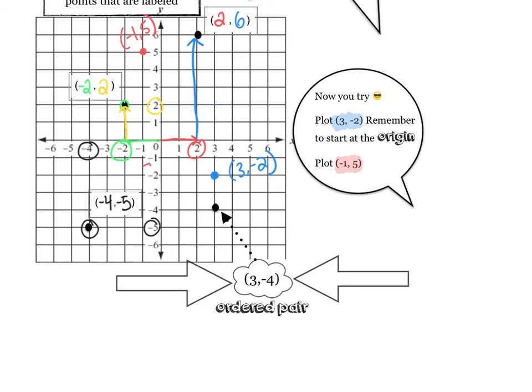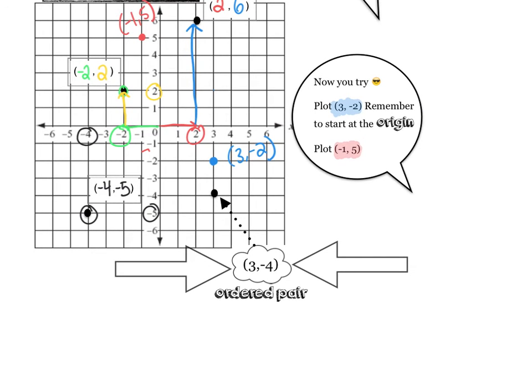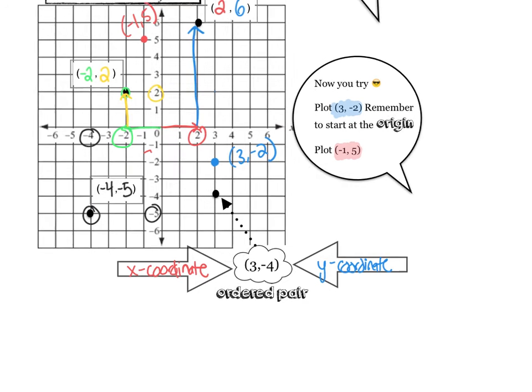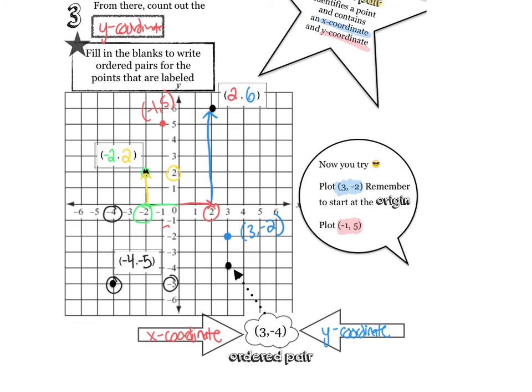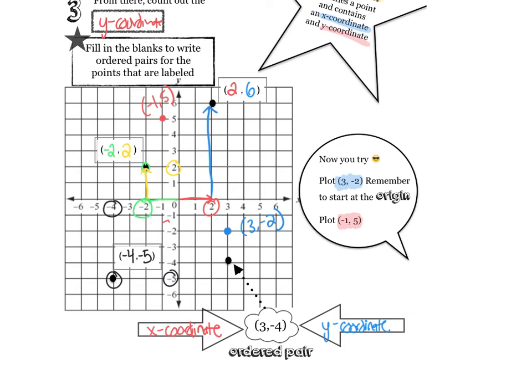So notice that the point that I plotted right here on my equation is at (3, -4), and that is an ordered pair. Remember, in an ordered pair, the first number, the 3 in this case, is the x-coordinate, and the second number is the y-coordinate. Okay? So this is your basics of plotting points. Remember, ordered pairs have an x and a y coordinate. You start at the origin, and then you count out how many x's did you go and how many y's did you go to plot your point.